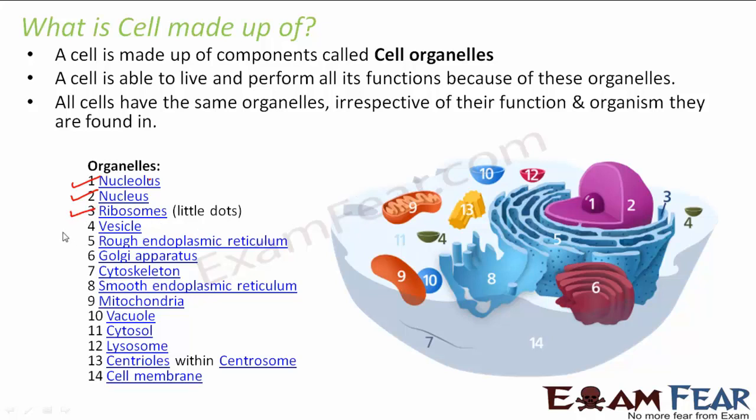The next ones are ribosomes, vesicles, rough endoplasmic reticulum, Golgi apparatus, cytoskeleton, smooth endoplasmic reticulum, mitochondria, vacuole, cytosol, lysosome, centrioles within centrosome, and cell membrane. So these are the various cell organelles. That means these are the various components of a cell. And this picture gives us an idea of how a cell looks. So inside a cell you have so many different components arranged in this fashion.